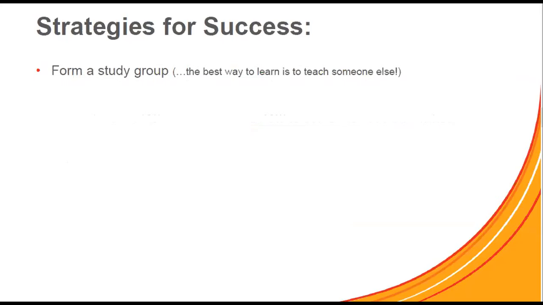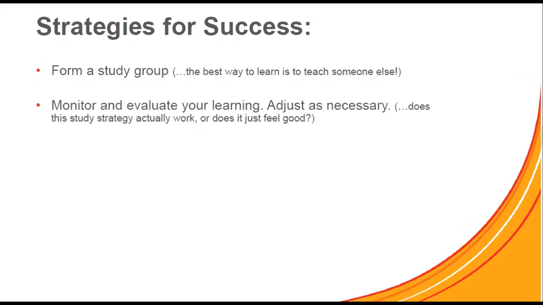Some other strategies for success include forming a study group, because the best way to learn is to teach someone else. So I would definitely recommend when you get to university to be brave and to make friends and to not try to study all by yourself. I would recommend reading each other's solutions to problems and pointing out mistakes that you see. That's a great way to understand the content at a deeper level, and to also monitor and evaluate your learning and adjust as necessary. So ask yourself, is this study strategy actually working for me, or does it just feel good?